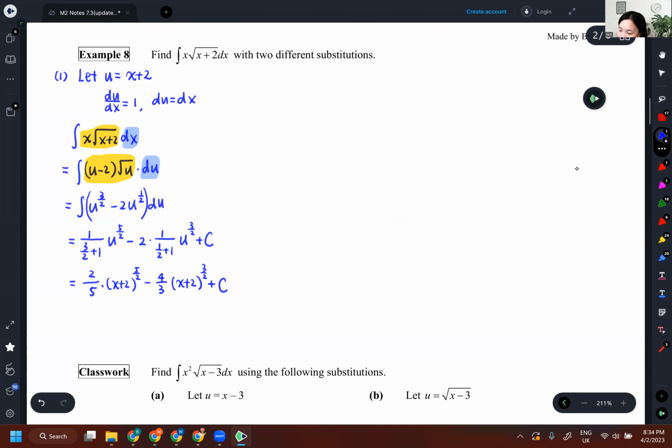Second. Now what if I don't use this one? Another substitution that you can make is u equal square root of x plus 2, I think.